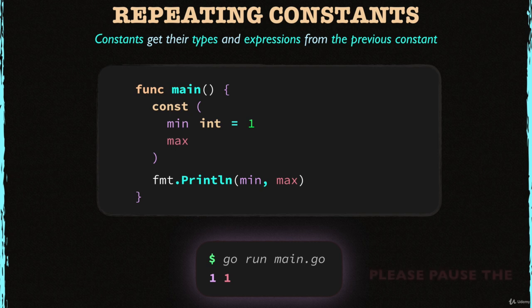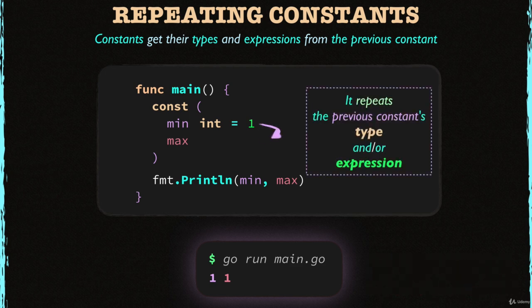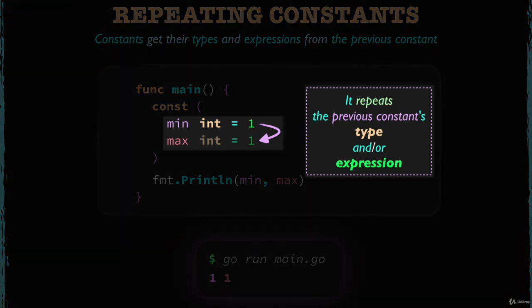Can you guess why? Please pause the video and think about it. Okay, here Go repeats the previous constant's type and expression. This means that if there was a type, the next constant without a type will get its type from the previous constant. And if a constant doesn't have an expression, it will repeat the expression of the previous constant. And the result of the expression will be assigned to the constant. So here, Go declares the type of the min automatically, and it also initializes it. But the max constant gets its type and value from the previous constant min.